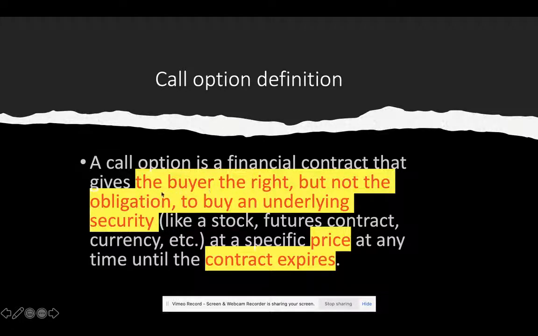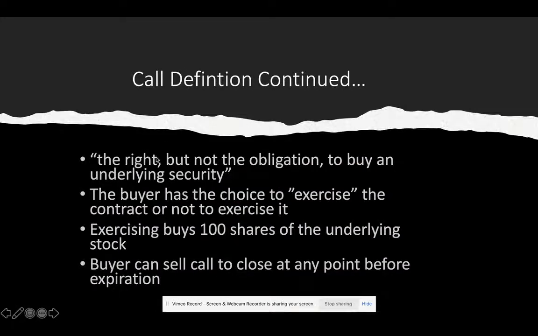So this is what always trips me up. The buyer has the right, but not the obligation to buy an underlying security. What does that mean? So let's go on. The right, but not the obligation to buy an underlying security. So underlying security is talking about the stock. Okay, so when we're talking about let's say Tesla options, you have the right, but not the obligation to buy Tesla stock. The right, but not the opposite. So the right means you have the right, but you're not forced to. You don't have the obligation to buy the underlying stock.